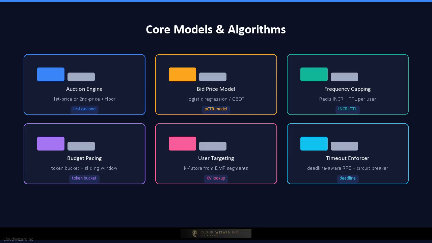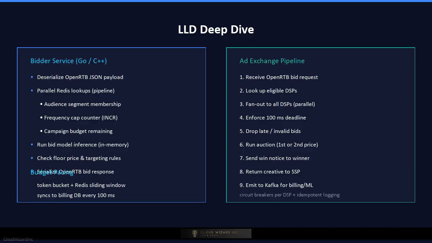data management platform. The key trade-off in the bid model is between latency and accuracy. A simpler model responds faster but leaves money on the table, while a more accurate deep learning model may exceed the latency budget. Now the low-level design deep dive.